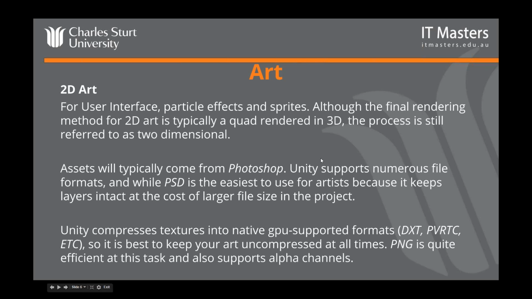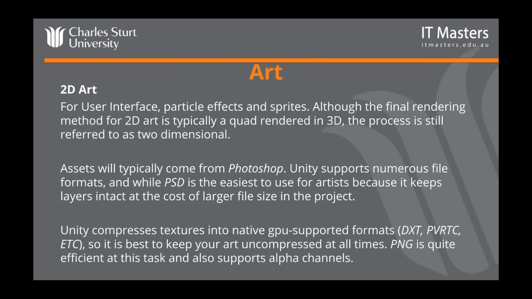So for 2D art, most of the time you'll be using Photoshop or something akin to it, perhaps GIMP or something along those lines. Now, Unity supports 3D games, but there's no such thing as a 2D rendered game anymore. They're all still rendered within OpenGL, which is a 3D renderer. So all of your 2D art effectively will end up on a quad, which is two triangles put together and rendered in 3D.